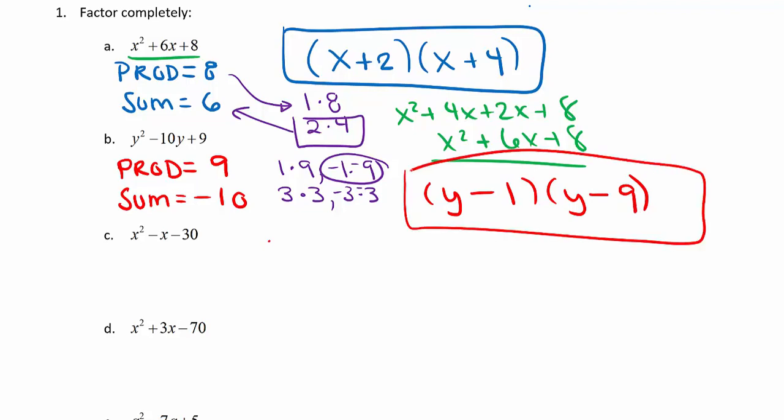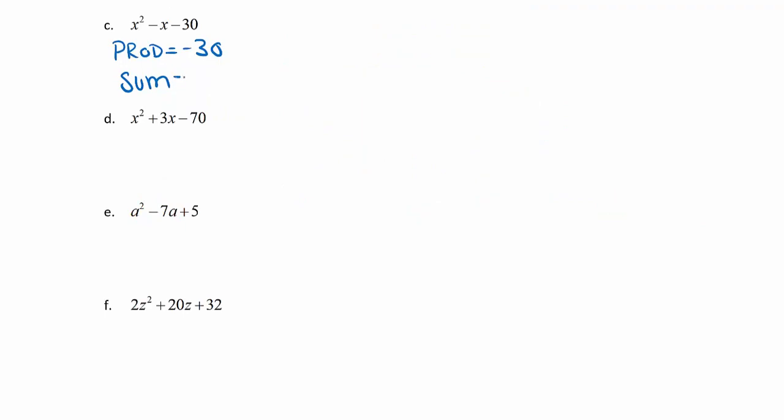Notice that if the product is positive, both signs have to be the same. If you have a positive sum, both are plus signs. Negative sum, both are minus signs. Example C, we want a product of negative 30, a sum of negative 1. So now we have a negative product. That tells me one number has to be positive and one has to be negative. So I'll make my list and then I'll deal with the signs later. Let's see, it could be 1 and 30, 2 and 15, 3 and 10, 4 does not go into 30, 5 and 6.